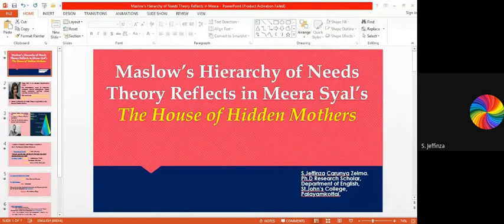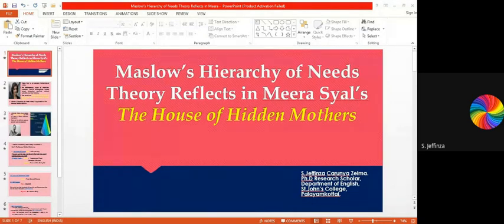Meera Syal is an eminent British English writer. She deals with the contemporary issues of migration, surrogacy, familial relationship, women issues, generation conflicts, cultural hybridity, and dual identity. Her novels are Anita and Me, Life Isn't All Ha Ha Hee Hee, and The House of Hidden Mothers. Now we are going to see how Maslow's hierarchy of needs theory is applicable in The House of Hidden Mothers novel.